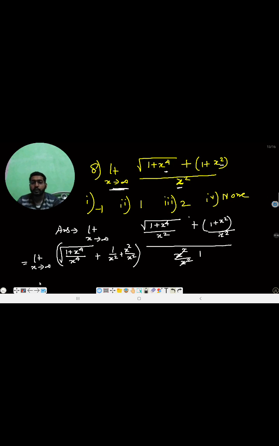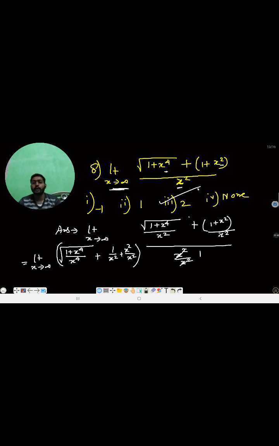Now if I put x equals to infinity, 1 by infinity will become 0, and there is only 1, so root under of 1 will be 1, and here also 1 by infinity will be 0 and 1, that is 1, so the answer will be 2. So the correct answer is 2. That is option 3, the correct option.